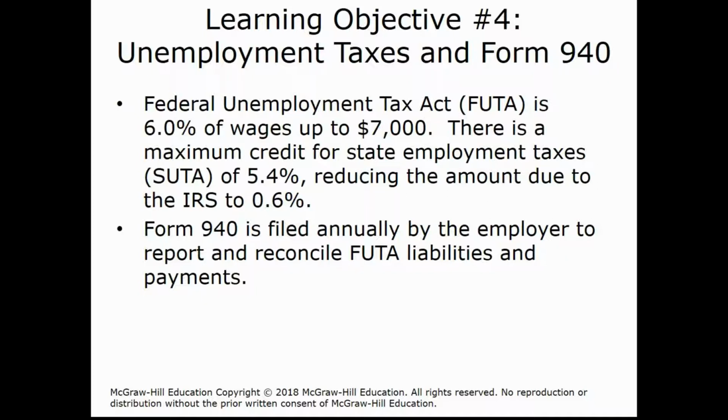Now on the unemployment tax side, this is a federal unemployment or FUTA tax, and it's 6% up to wages of $7,000. This is an employer tax that's the employer's responsibility, and there is a maximum credit for the state employment taxes, or SUTA, of 5.4%. As long as the state continues to make timely payments to the federal government, they'll get credit for the full 5.4%, and then the remaining 0.6% on that $7,000 is remitted to the federal government.